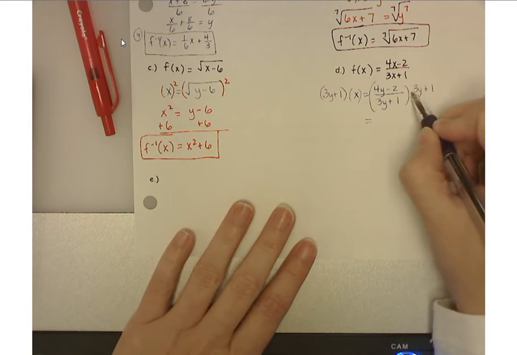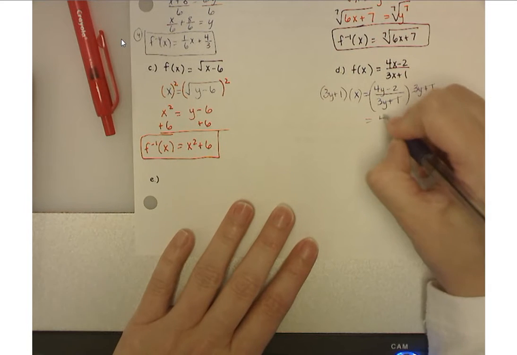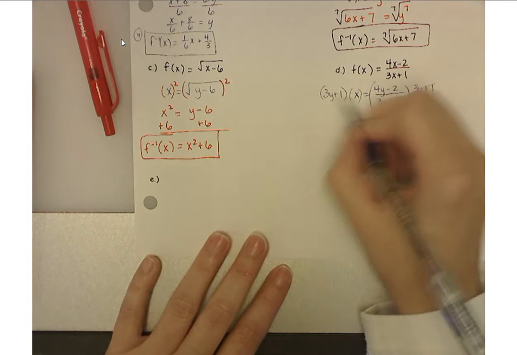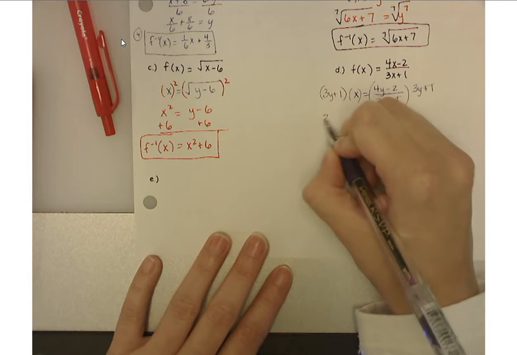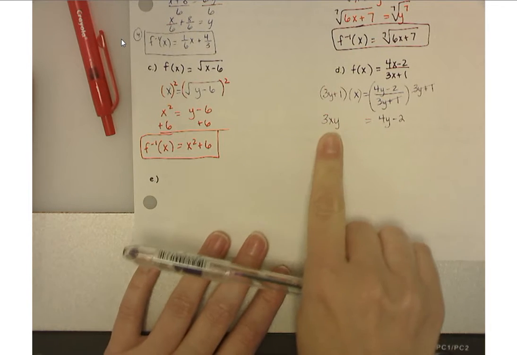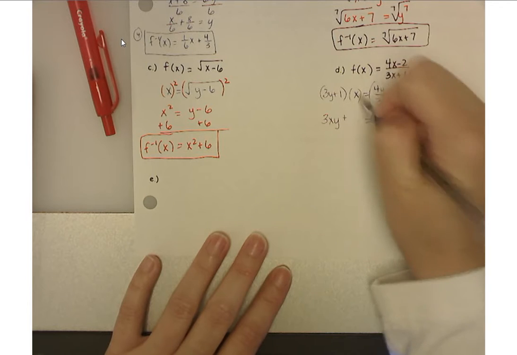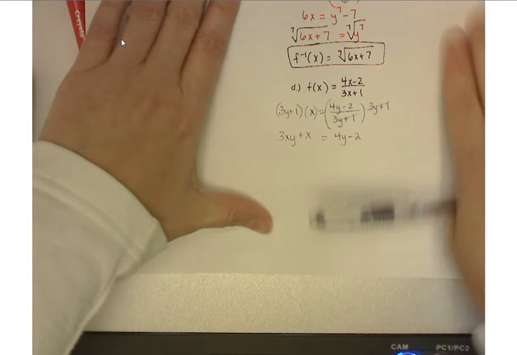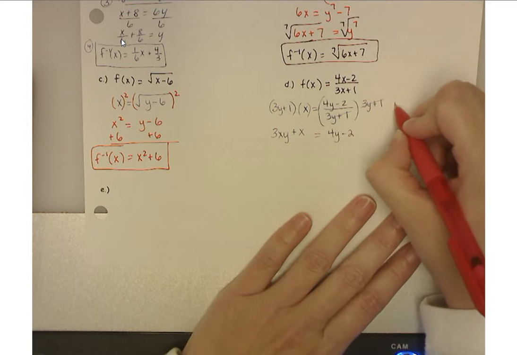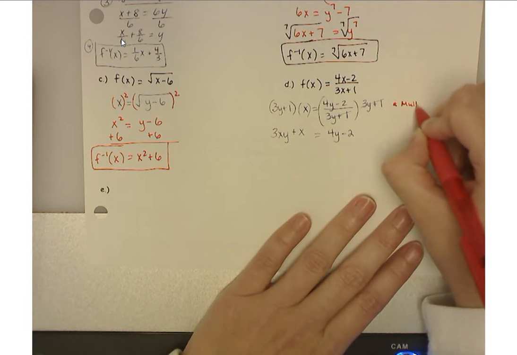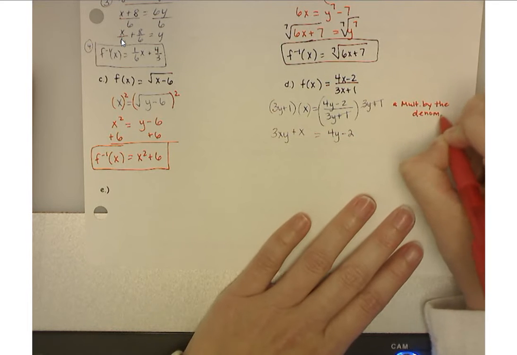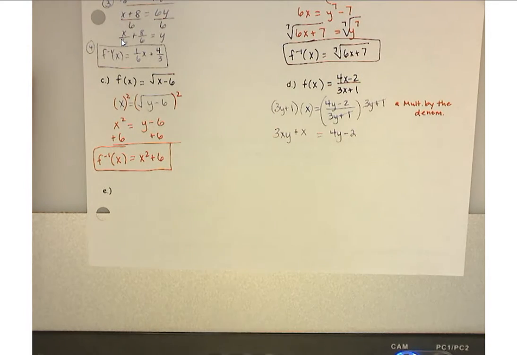Okay, so this divided by itself is 1, so I'm left with 4y minus 2. On this side, I am going to distribute the x. So 3y times x, I'm going to write as 3xy. I just always put these alphabetically. 1 times x is going to be x. And then to the side, I'm just going to write down what we did. Okay, so when we have a rational function, you want to multiply by the denominator. And again, that's because that will get rid of the fraction that you have.